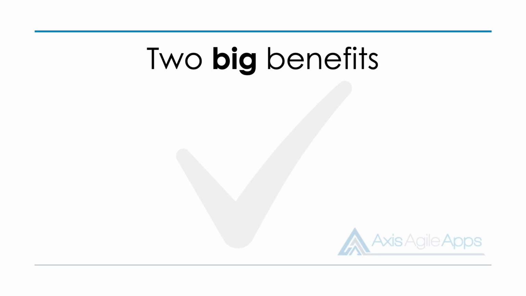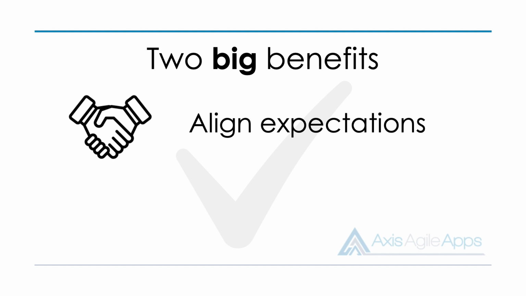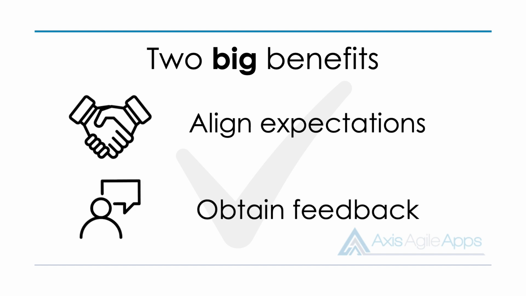Now, this session then gives us two big benefits. The first big benefit is we will align expectations with those stakeholders. They'll see where we're at, what have we delivered, what challenges are we facing, okay? So there'll be no big surprises at the end of the project. And secondly, we're going to receive feedback from our stakeholders. So they will see what's been delivered, what we've achieved, and then we can, again, adapt moving forwards.